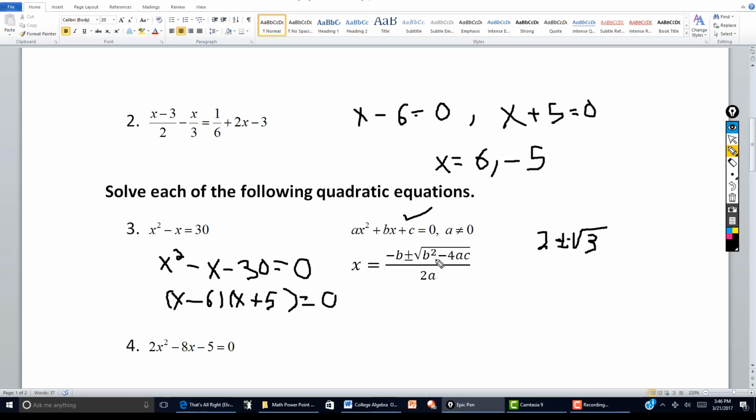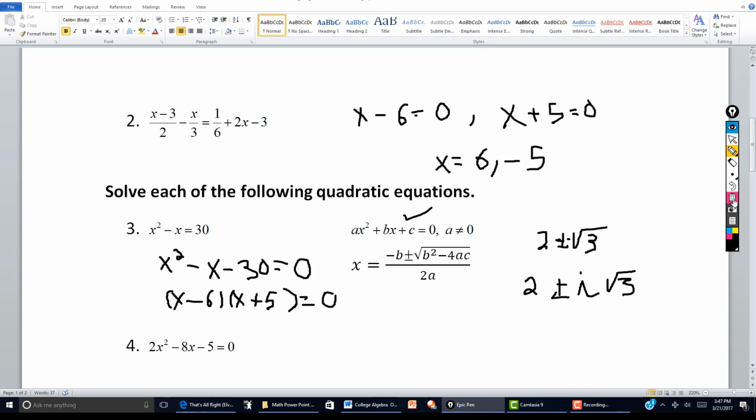Now, if the b squared minus 4ac turns out to be a negative number, then you're going to have what I call complex or non-real solutions. So you could have something like 2 plus or minus i. Or you could have something like 2 plus or minus, and then you could have a radical on top of that. That would still be considered complex or non-real.